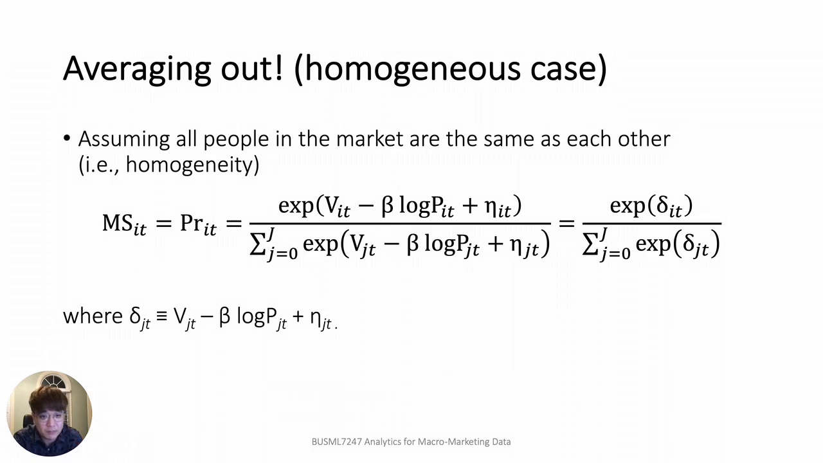For further expositional simplicity, let's define delta_jt as V_jt minus beta times log price_jt plus eta_jt. This formula still has an unobserved component, eta. Eta denotes the market level demand shock. We need an additional treatment to handle it as an error. To do so, I'm going to introduce a share inversion method suggested by Steven Berry, 1994.